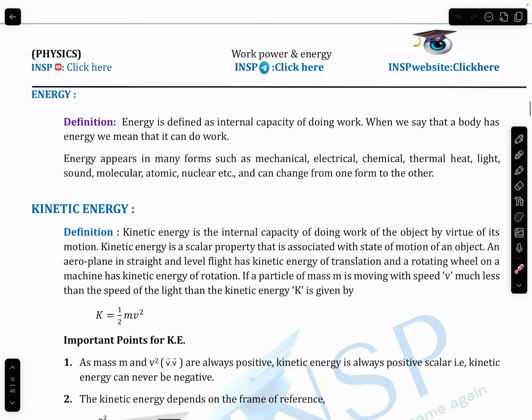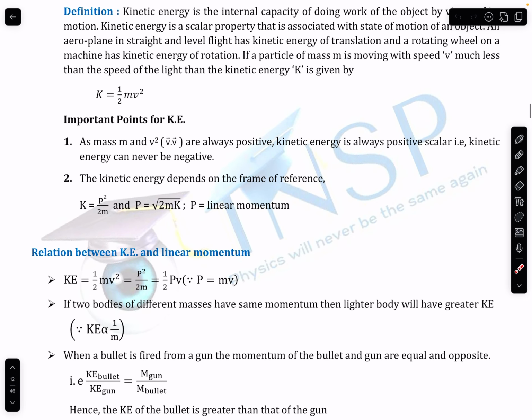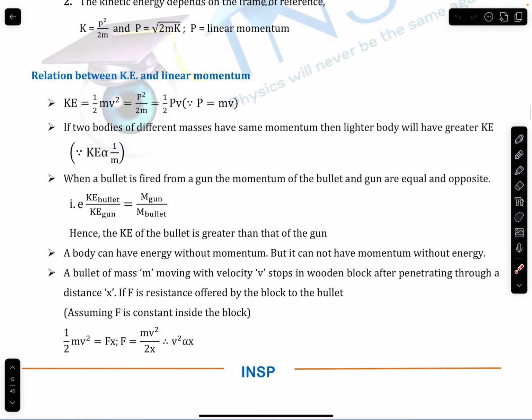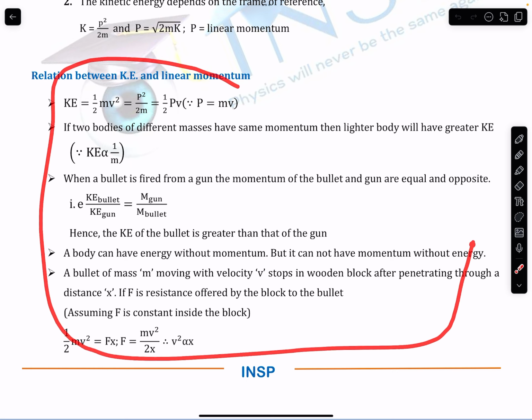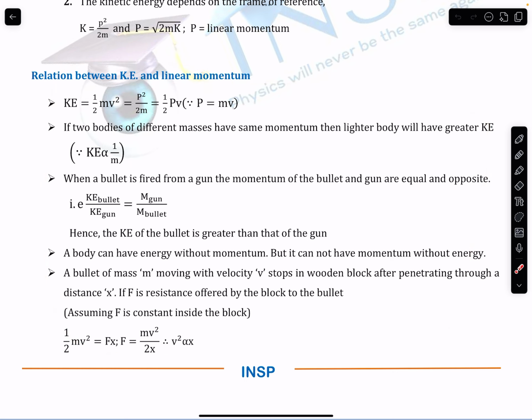Kinetic energy definitions and all these things I don't need to tell you, but I think everyone should know this. This relation is also pretty handy, especially since we have recently done modern physics, and very frequently we are going to deal with equations in this form. Some important points are there. Just give a reading to this part, and I think you will be all set to go.